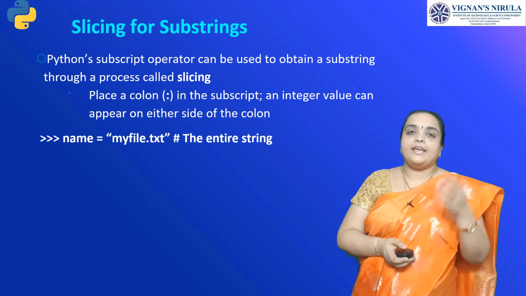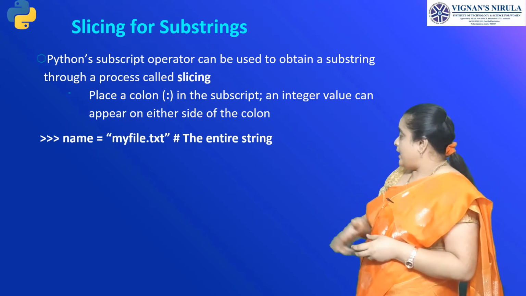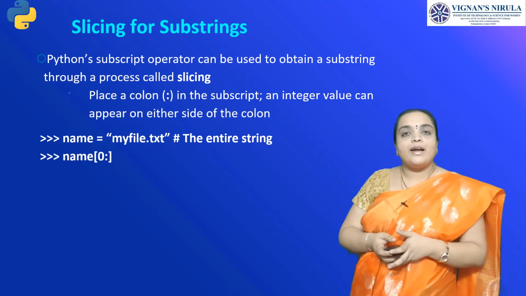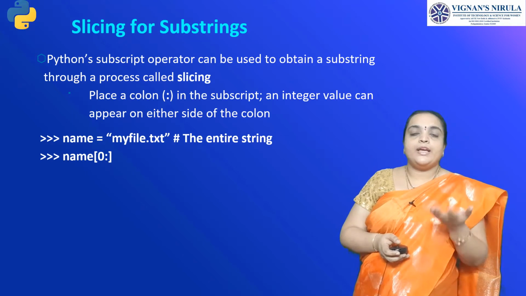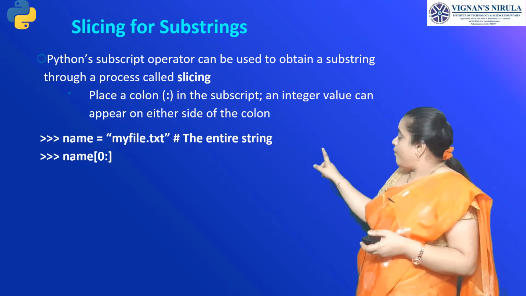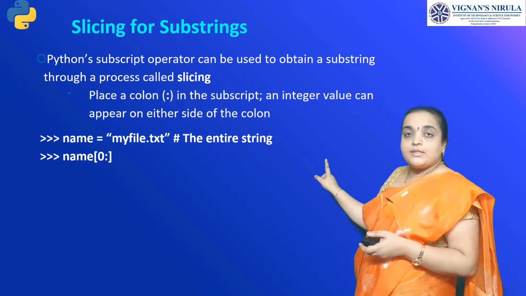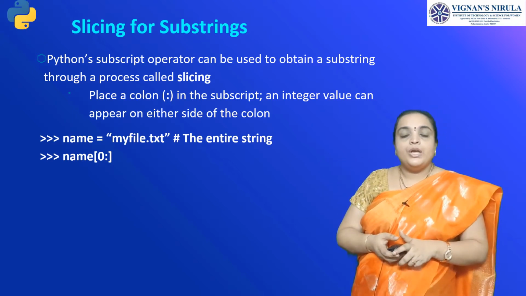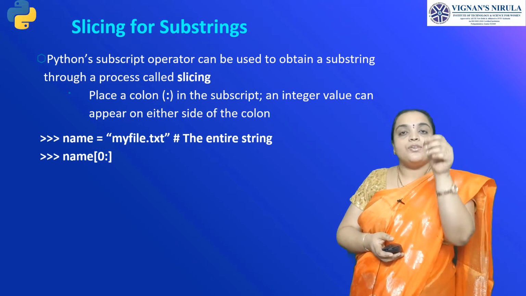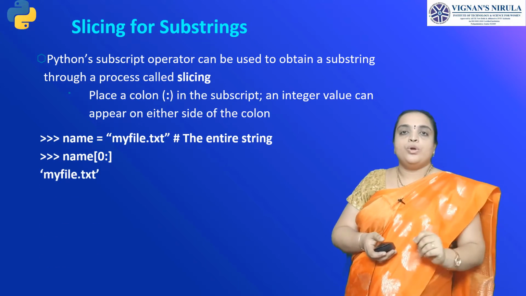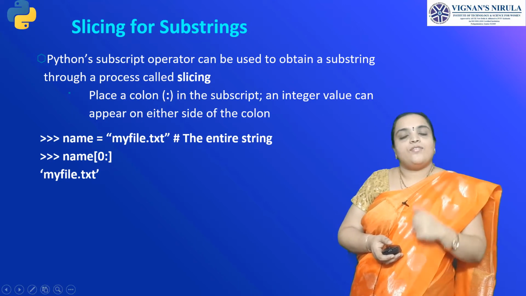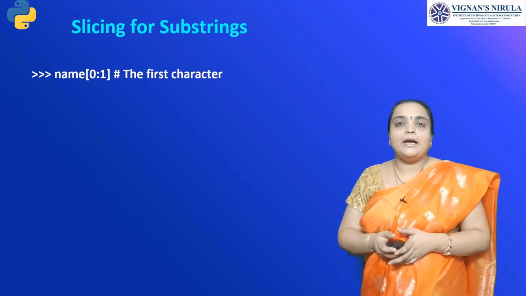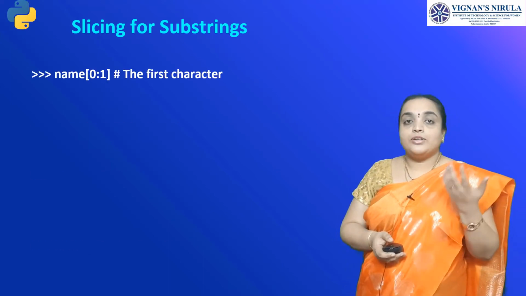Is that clear? Here, let us take a variable that is name, which is assigned with myfile.txt. What you are doing here is extracting name[0:], that is colon subscript, and you are not giving any end index. Then your substring must start with the start index 0. So what is displayed? The entire data will be displayed, that is myfile.txt.